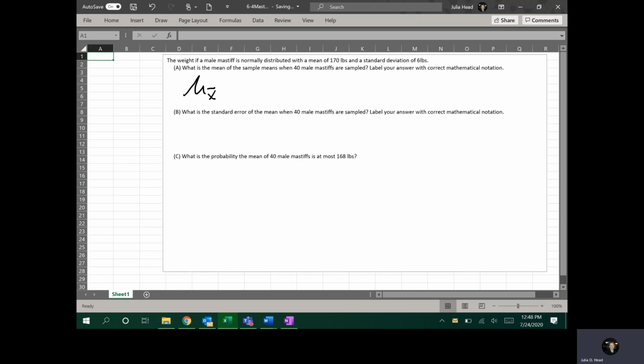If you can recognize that this is asking for mu sub x bar, it should be very easy because it's nice. No calculations, just 170 pounds because that's the mean.